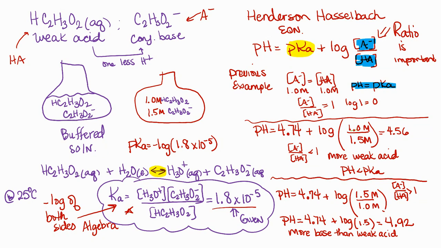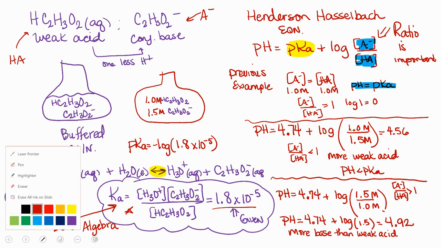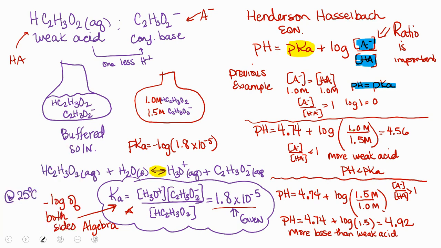So what is very important are these ratios. The ratio decides what the pH is. So if the ratio of base to weak acid is less than 1, you have more weak acid, and the pH is lower than pKa. If your ratio is greater than 1, then your pH is greater than pKa.